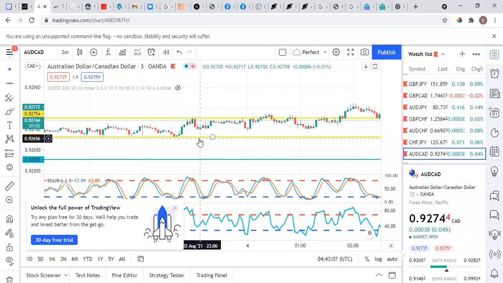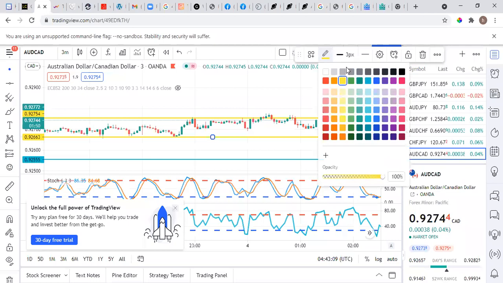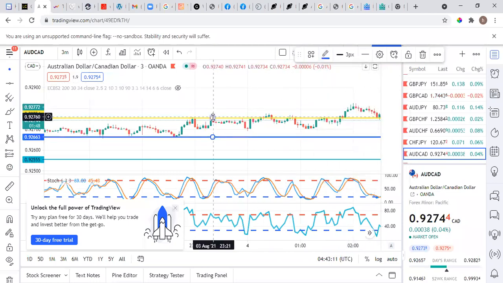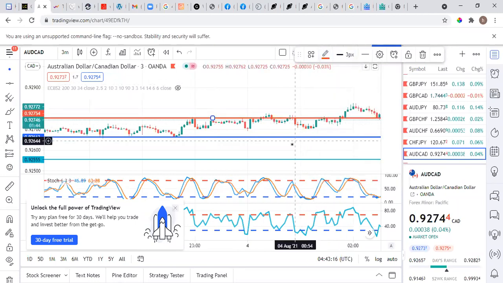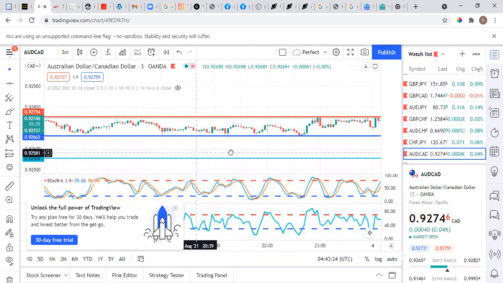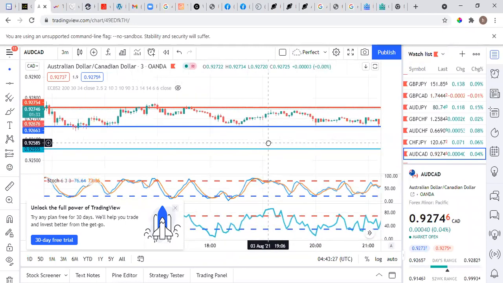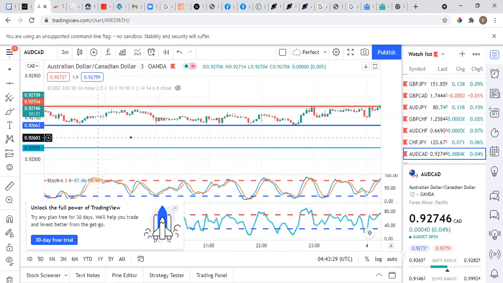Let me make my support line blue, just for explanation's sake. You can make it any color you want, and I like to make my resistance line red. So when it hits the resistance line, it bounces back down. You guys need to practice this and learn how to draw lines. That's the technical analysis. So that's the support and resistance.